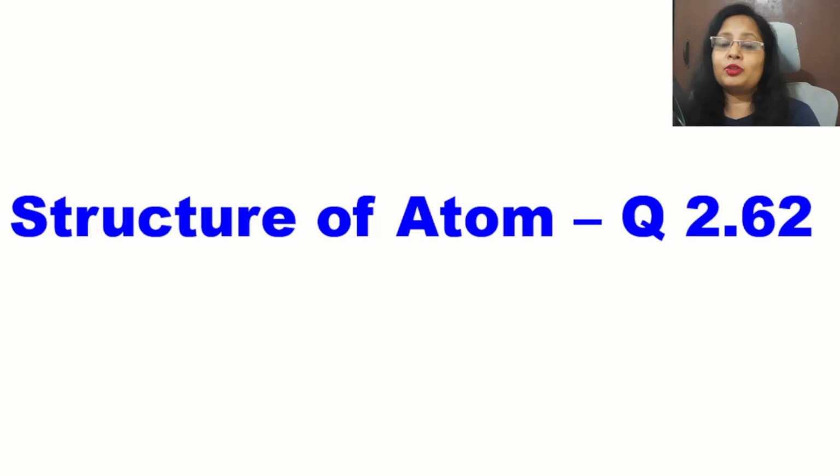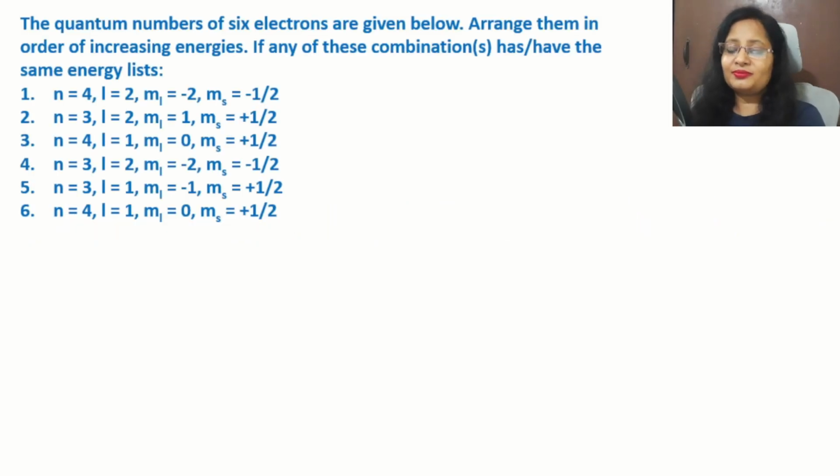Today's video is question number 2.62 from the NCERT textbook, class 11, and the chapter name is Structure of Atom. So let's check the question. The quantum numbers of 6 electrons are given below. Arrange them in the order of increasing energies. If any of these combinations have the same energy, list them.